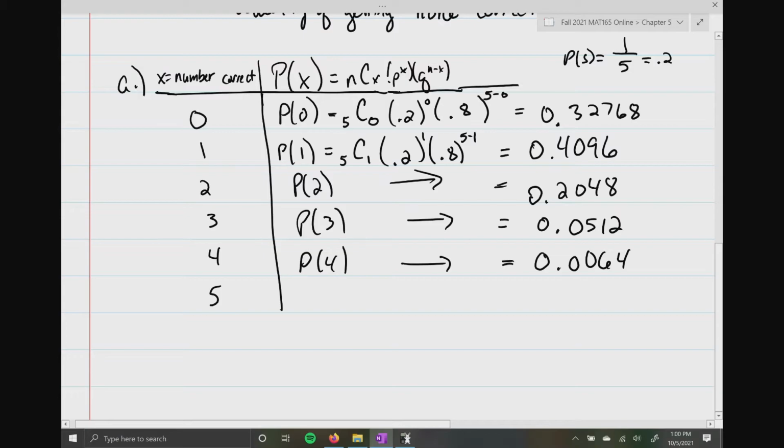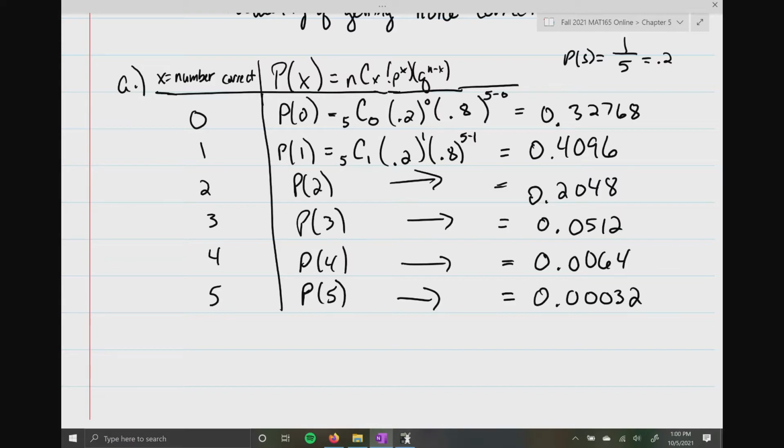0.0064. And then if you guessed on every single problem and you got every single problem correct, the probability of that actually occurring is 0.00032, which, if you really think about this, it should make sense. I mean, think about not having any idea what the next 5 questions are, and you were just guessing A, B, C, D, or E, and you got it right for every single one. The chances of that happening are almost zero. And if you look at our table, it's exactly what's happening here.